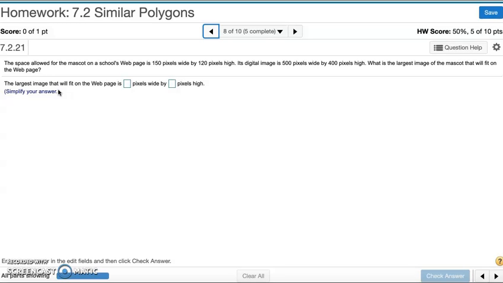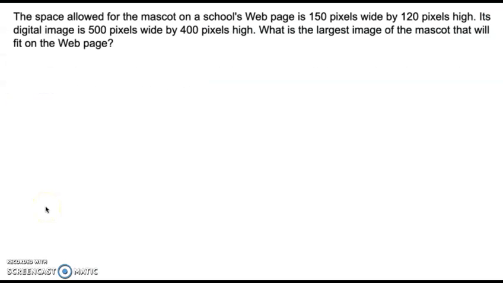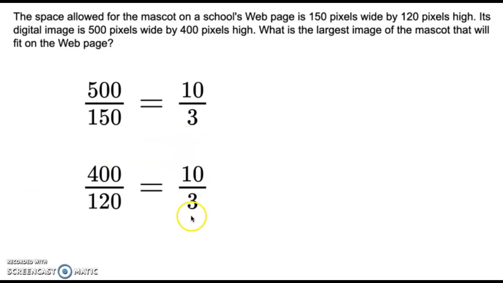Number 8. The space allowed for the mascot on the school's webpage is 150 pixels wide by 120 pixels high. Its digital image is 500 pixels wide by 400 pixels high. What is the largest image of the mascot that will fit on the webpage? So I'm going to find the scale factor by setting up fractions from width to width and height to height. So 500 over 150 reduces down to 10 over 3. 400 over 120 gives you 10 over 3.